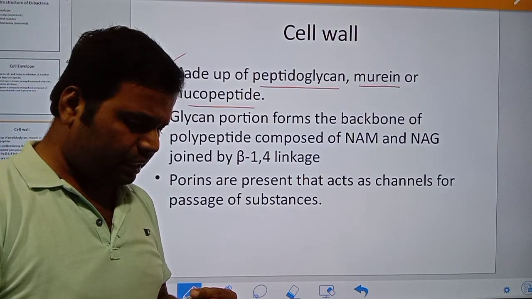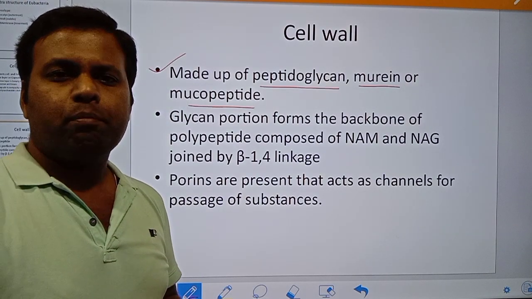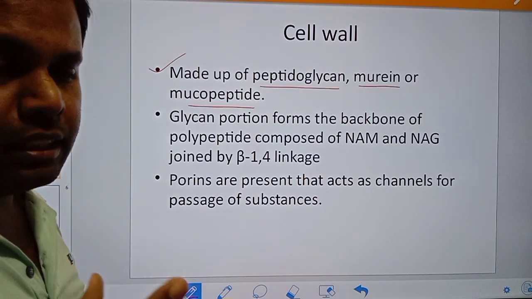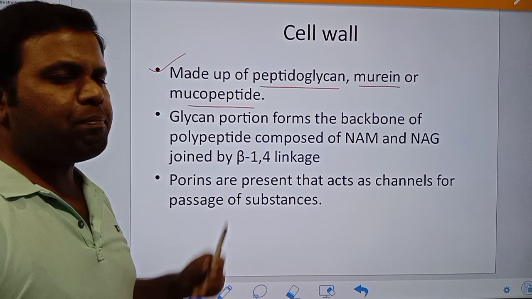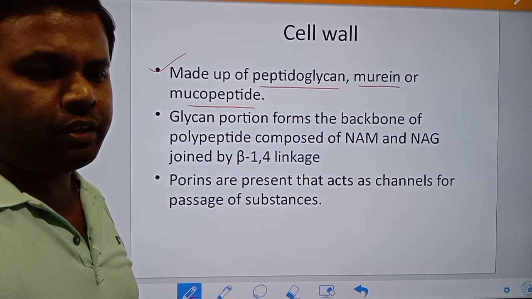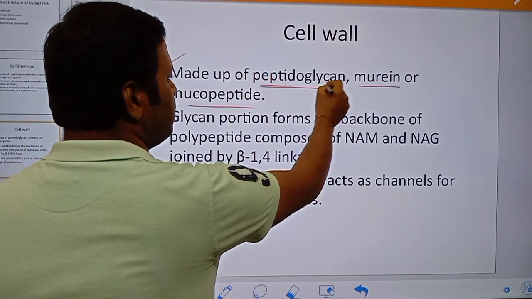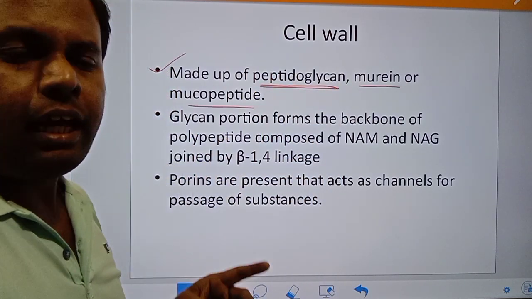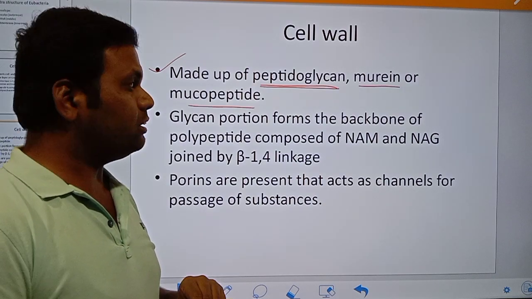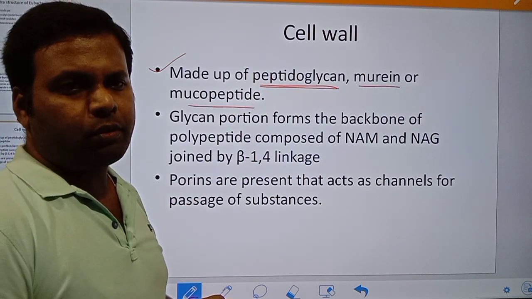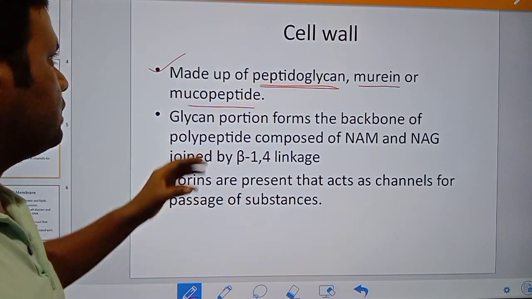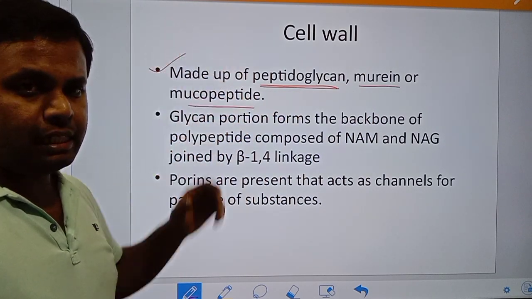A question may be asked: the unit of bacterial cell wall is dash. The unit of bacterial cell wall is dash. You should write peptidoglycan, where there are peptides and glycan units, glycan meaning carbohydrate units. This peptidoglycan is made up of two subunits: one is protein and the second is carbohydrate or glycan units. So peptidoglycan, or you can write murein or mucopeptide, is the composition of the bacterial cell wall.